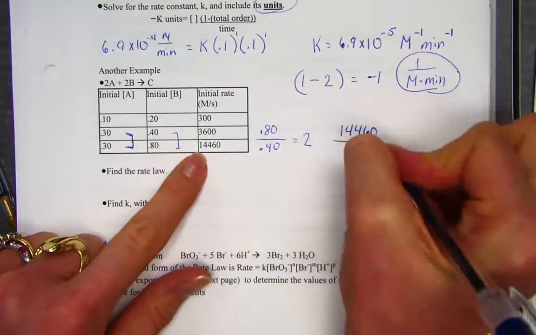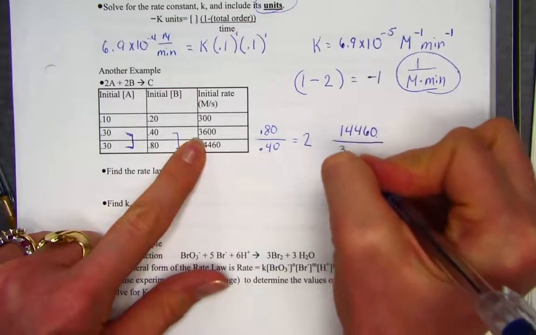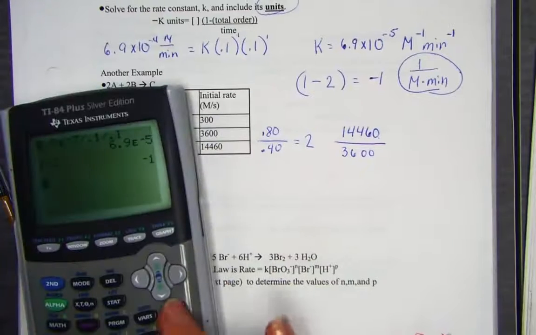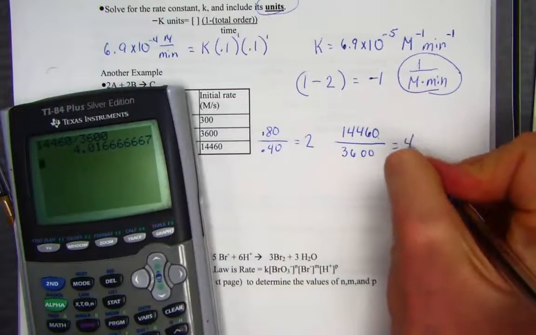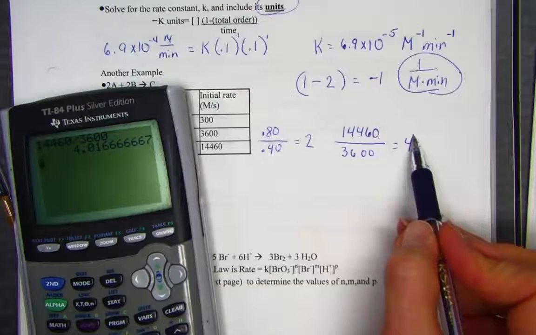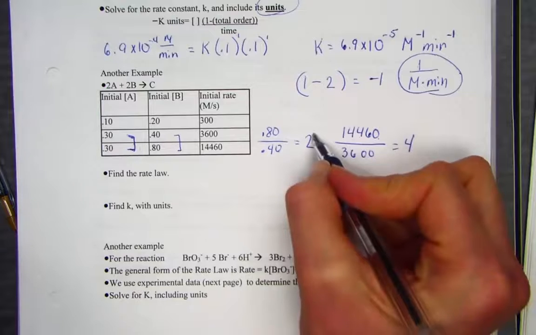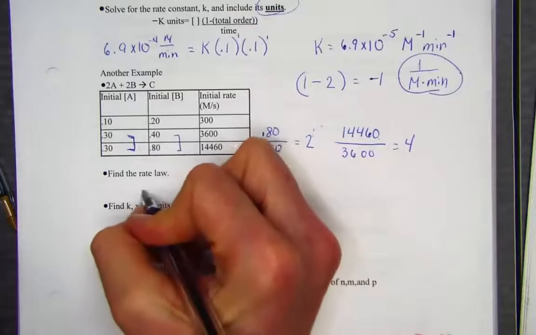Again, comparing the rate in molarity per second of 14460 compared to 3600. That's probably mental math for some of you, but I'm going to check that out. 14460 over 3600 gives me a value of 4. When I doubled the concentration, the reaction rate quadrupled. In terms of the order, 2 squared is 4. This looks like a second order with respect to B.